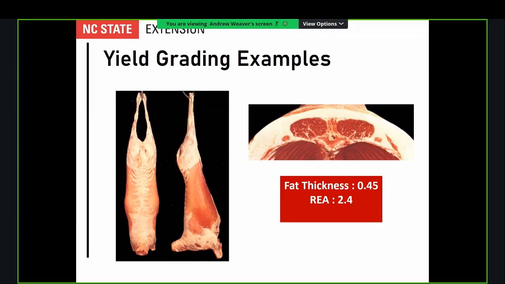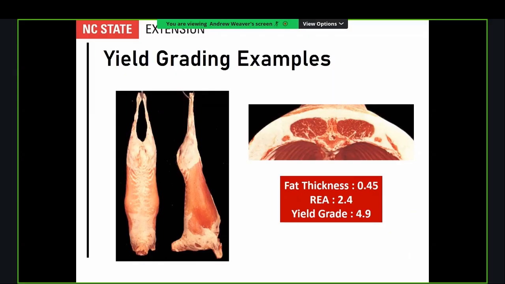Fat thickness of 0.45, very fat, very low cutability. Ribeye area is 2.4. Here the yield grade would be 4.9. So very, very fat, almost yield grade 5. And here our carcass appears to be more like a canoe. The widest point of that carcass is right in the middle. The reason for that is excessive fat deposition. And so we want our lambs to look like Coke bottles and not canoes.